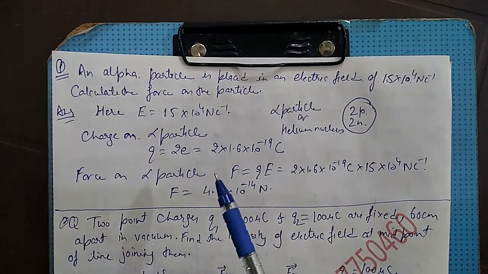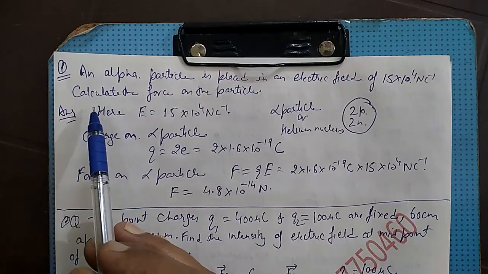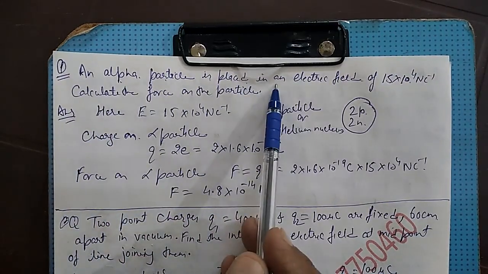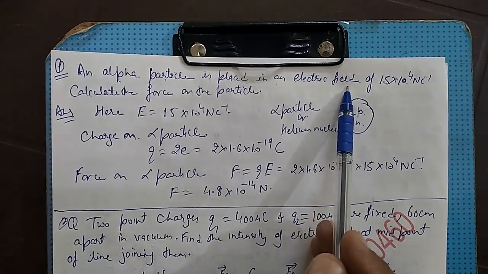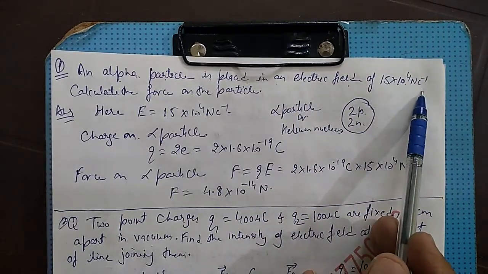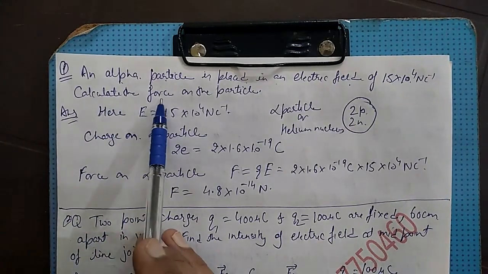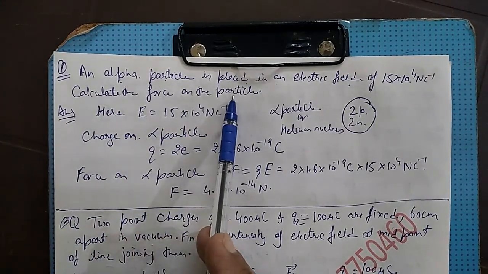Let's move on with the numerical portion only. An alpha particle is placed in an electric field of 15 into 10 to the power 4 Newton per Coulomb. Calculate the force on the particle.